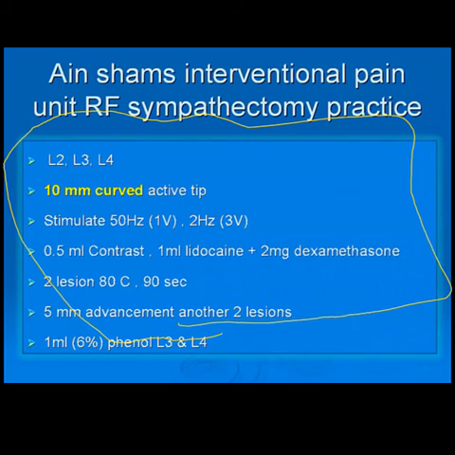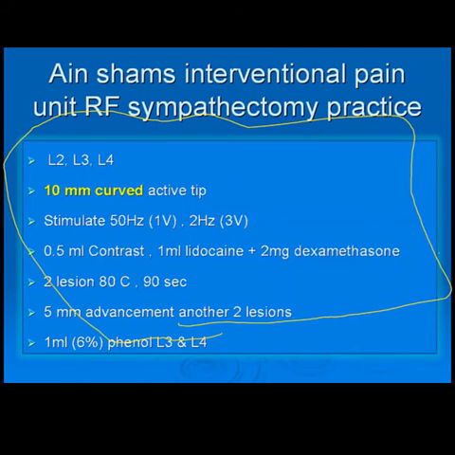lesion. And we do 2 lesions, 80 Celsius, 90 seconds, and then we advance the needle a little bit more, just 0.5 centimeters, which is 5 millimeters, and we do another 2 lesions. And sometimes we put 1 ml of phenol, just 1 ml of phenol at L3 and L4. We don't put it at L2 in order to avoid the genitofemoral nerve. And this, we leave it to the end of the procedure.